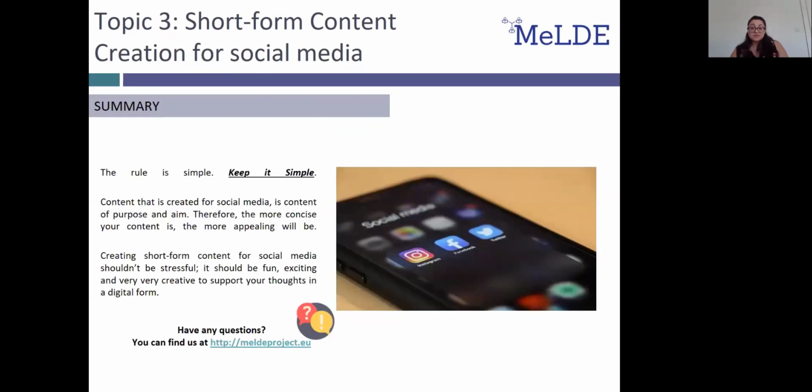The rule is simple. Keep it simple. Content that is created for social media is content of purpose and aim. Therefore, the more concise your content is, the more appealing and effective it will be. Creating short-form content for social media shouldn't be stressful. It should be fun, exciting, and very, very creative to transform your thoughts to digital form.